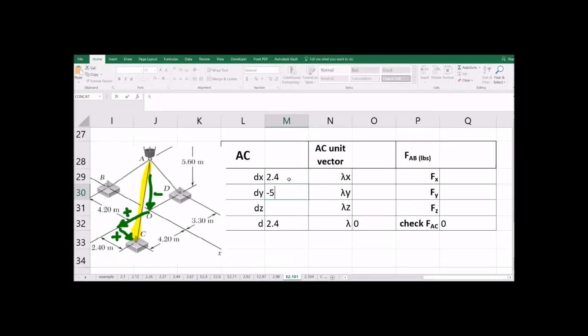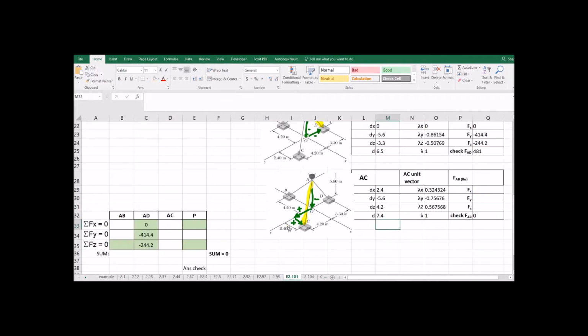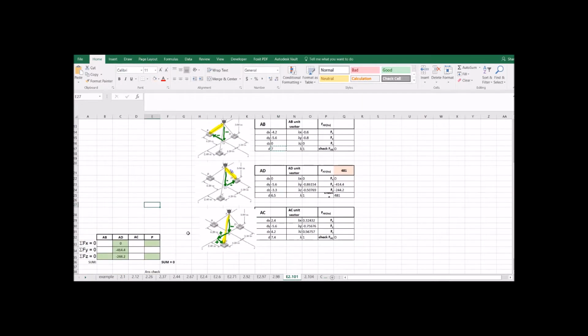It's nice because you can just copy those equations over, and I think it's a little bit faster than typing it in your calculator. Here's the dimensions for AC. So we're going down in the y direction and then forward in the x and z directions. So there's all of our unit vectors, nice and organized for us, and we just have to figure out what the forces are.